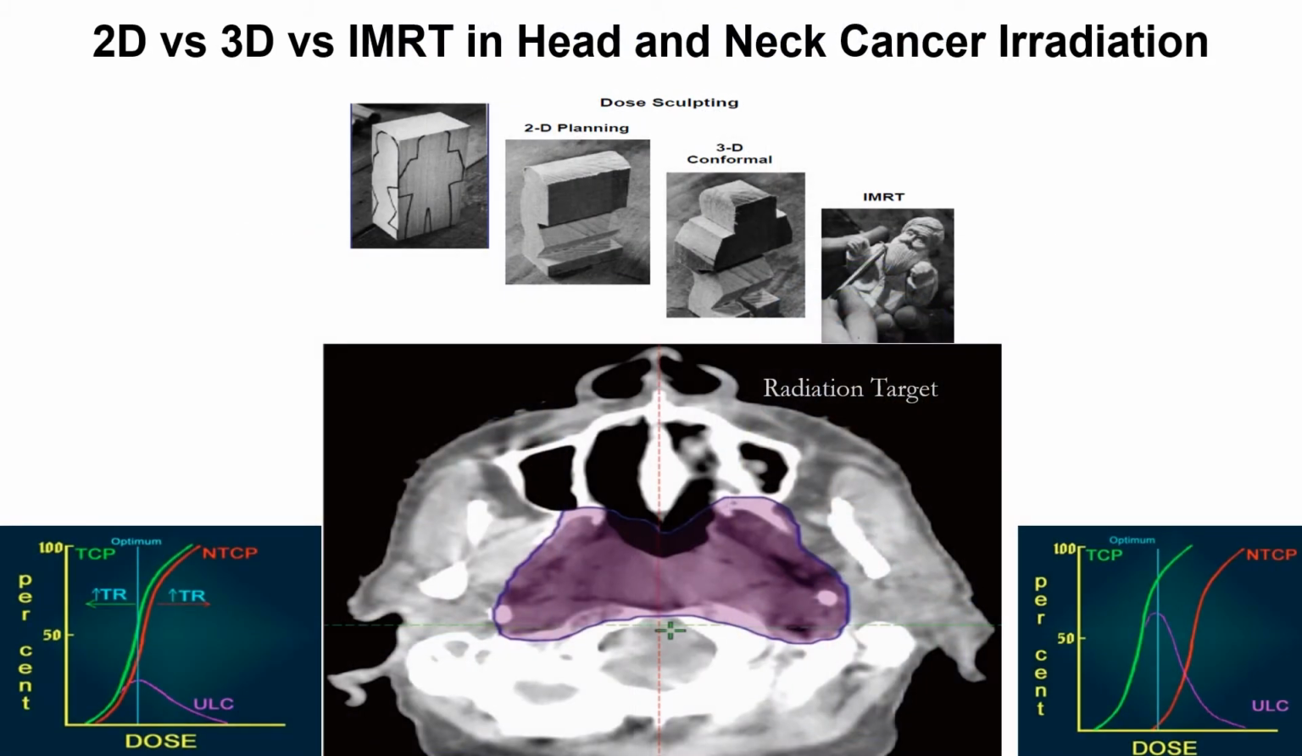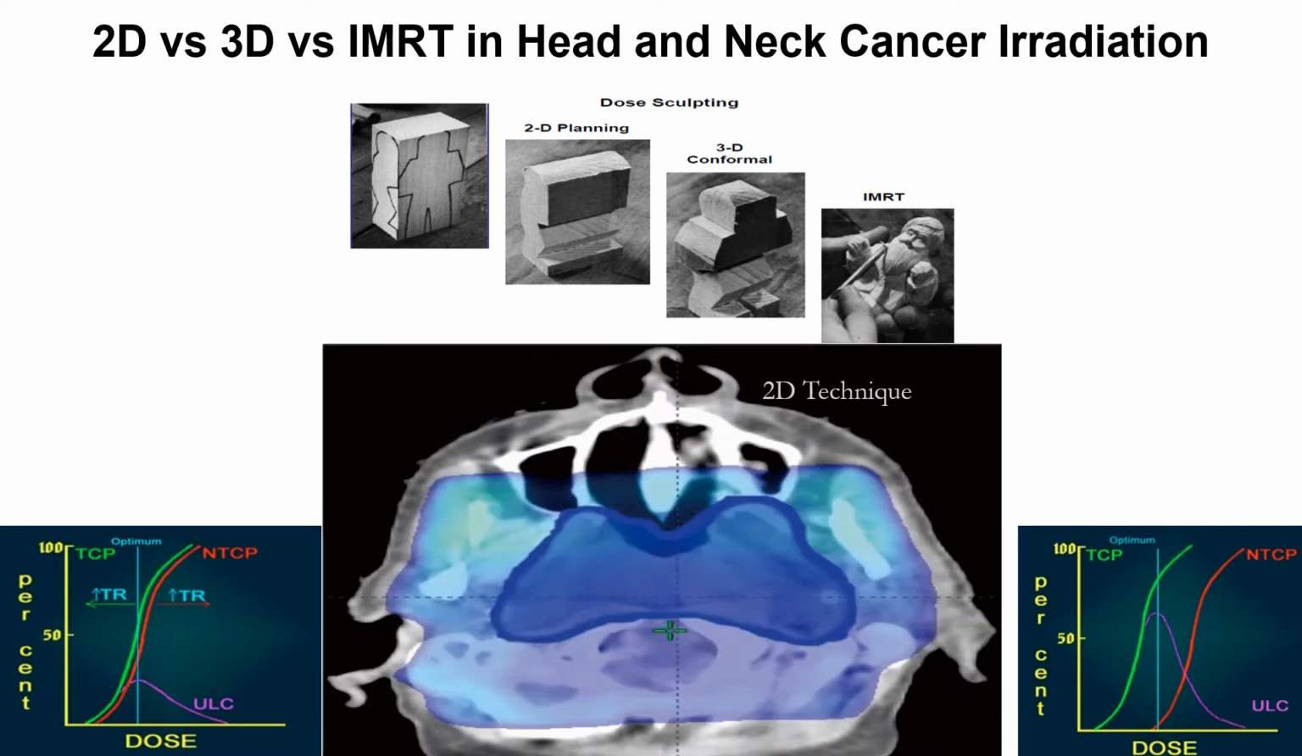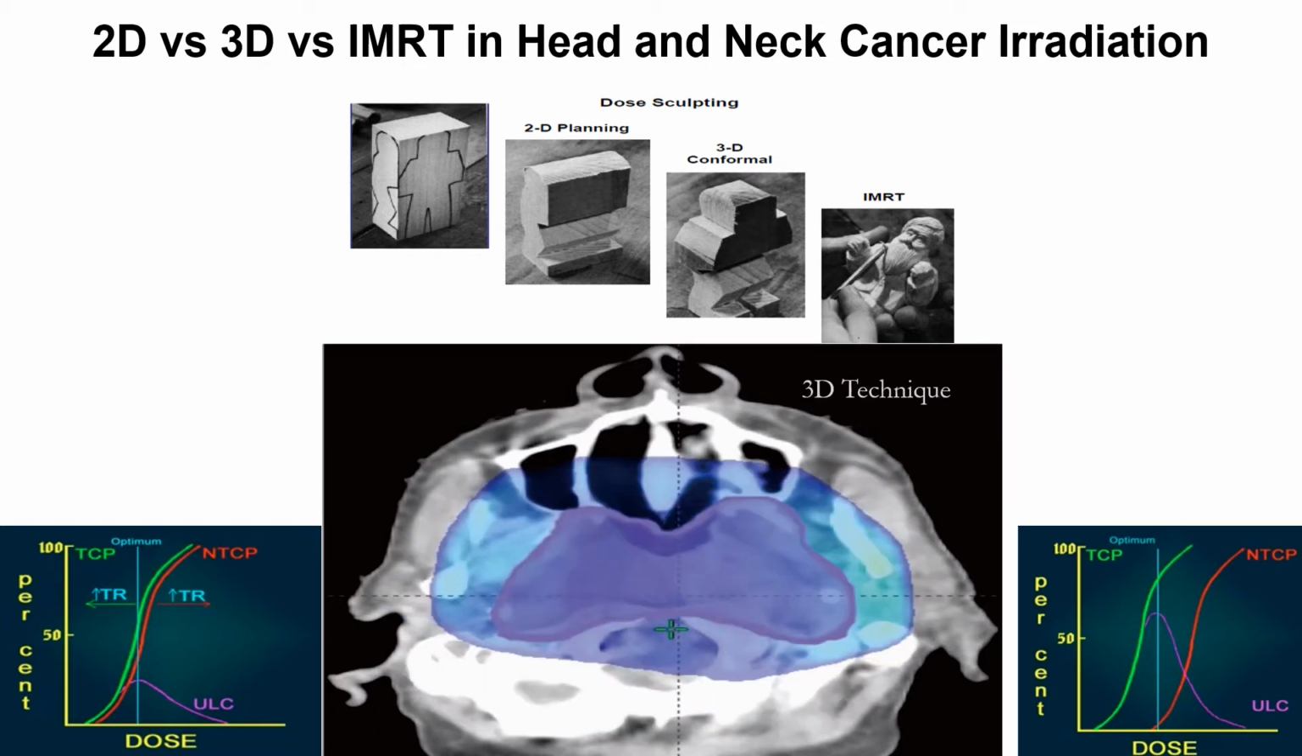This is another example of the difference of treatment plannings using 2D, 3D, and IMRT techniques in a patient with the same target. The target actually is colored purple here. Now, when we do 2D irradiation, the blue colored area will get radiation with the same dose as the target. With 3D, this area became smaller, which means that normal tissue affected will be smaller.